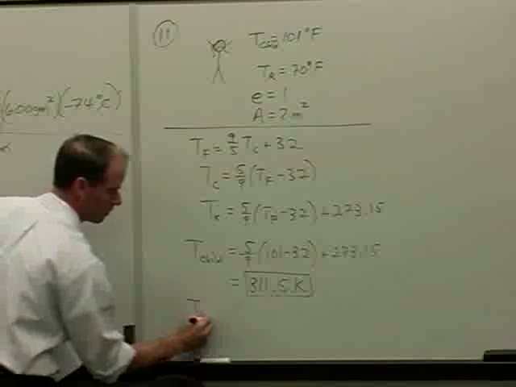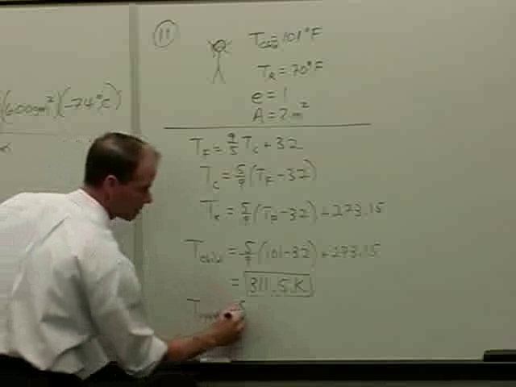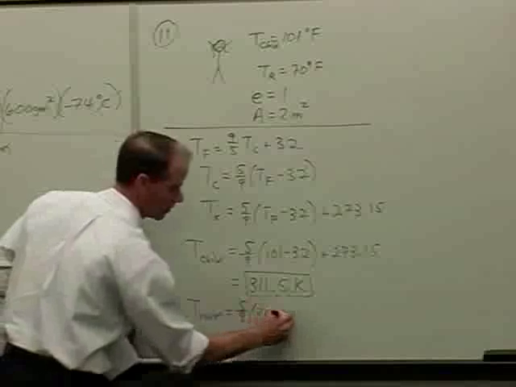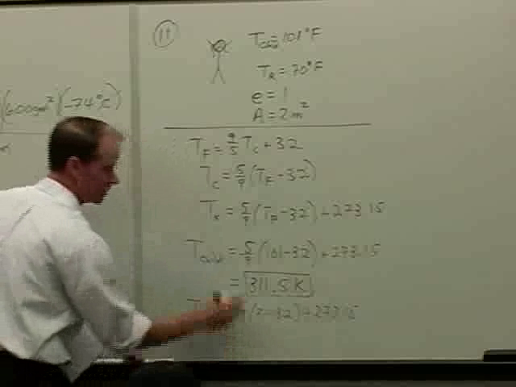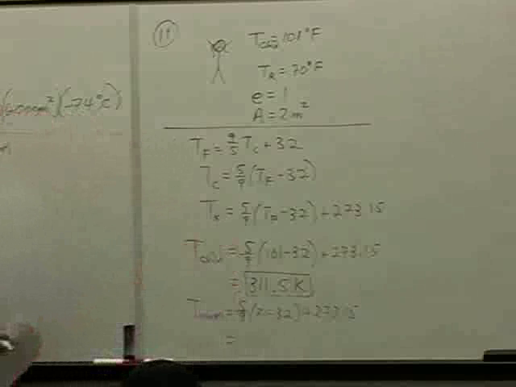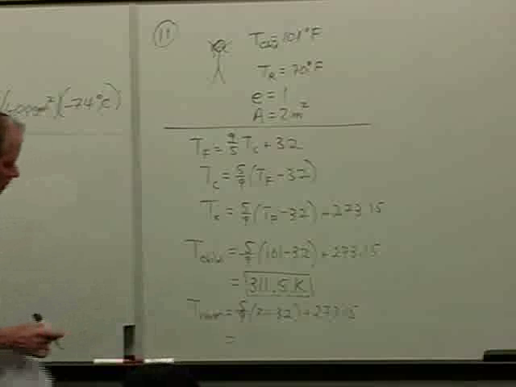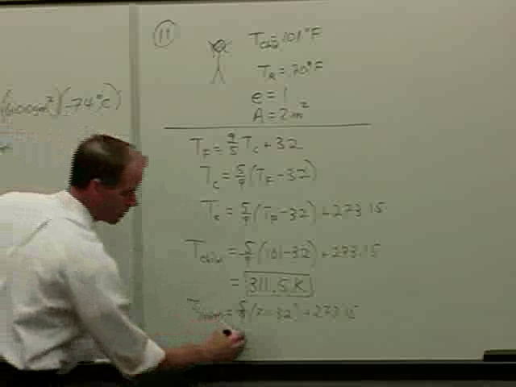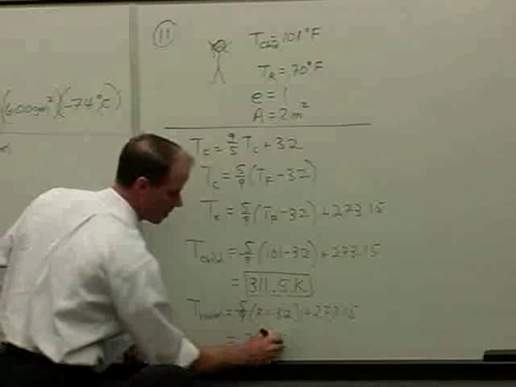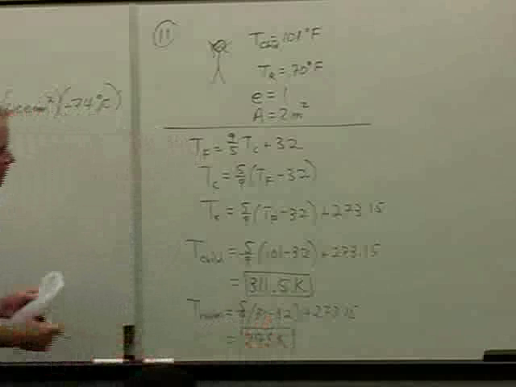And the temperature of the room will be 5/9 times 71 minus 32 plus 273.15. I suppose you can have this conversion rate on your card. And that would give me what? I got 295.